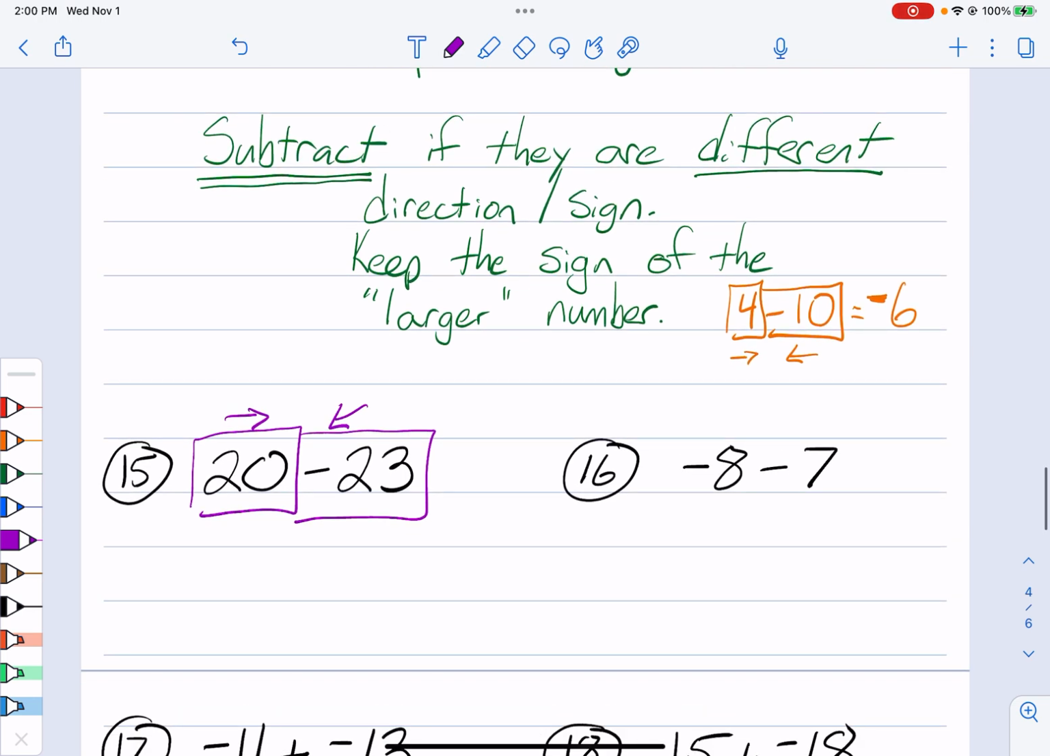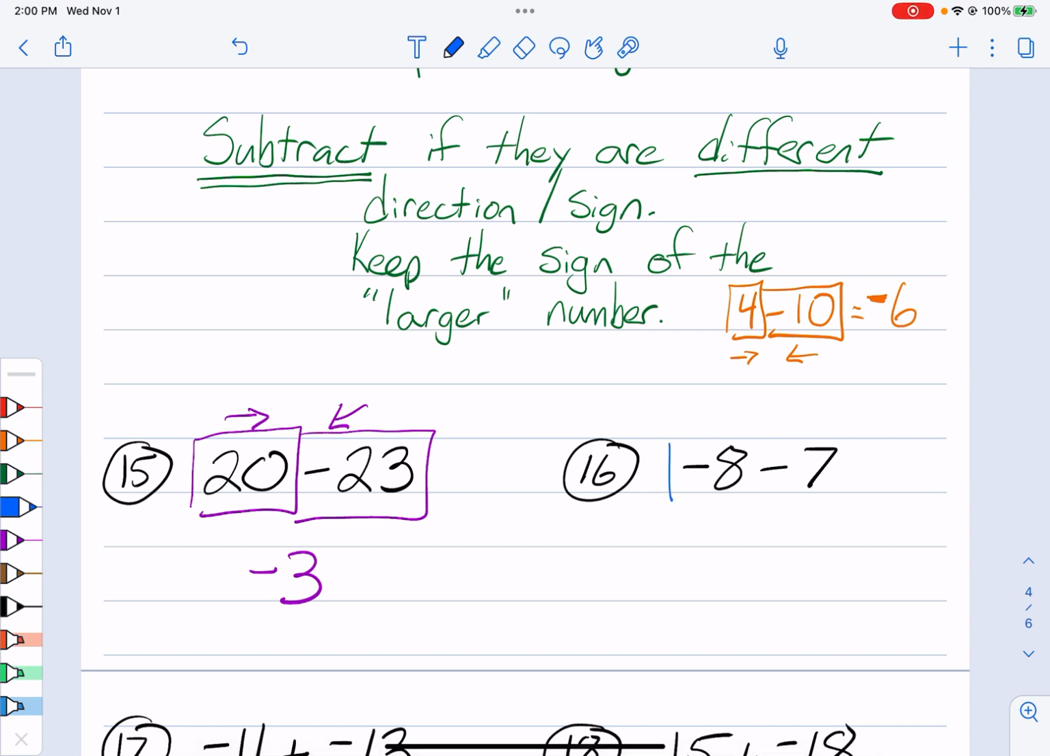So that's going to be the subtraction part of my notes. If I subtract 20 and 23, or 23 minus 20, I'm going to get 3. But then I'm going to keep the sign of the larger direction. So since there's more negatives, our answer is -3. Hopefully you got a -3 also.